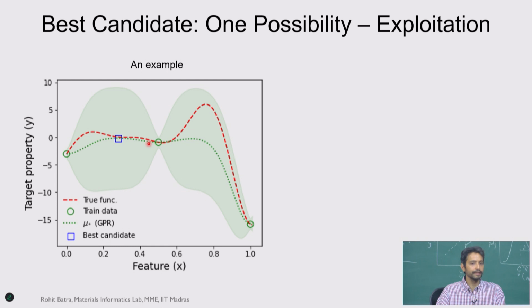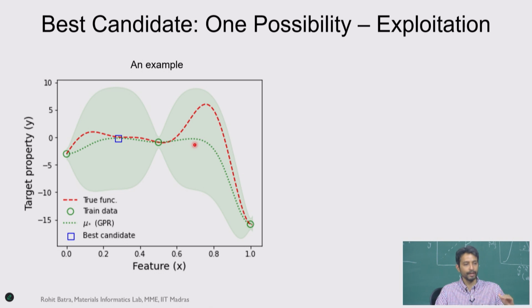The red dotted line is a true function, something like x sin x. I don't know exactly what function it is. This is my true function, but we have to remember the true function is only for educational purposes. It is never known. The red dotted line is unknown to me. I'm just showing it for educational purposes. Now, what is this green dotted line indicating?